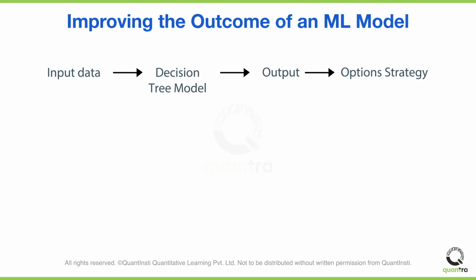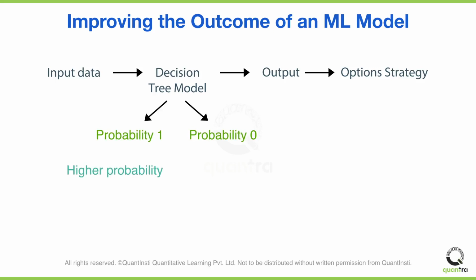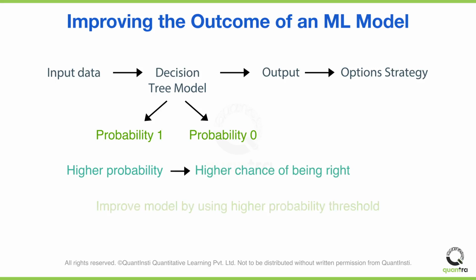Further, a decision tree usually gives the output as 1 or 0. But it can also give the probability of the output being 1 or 0. The higher the probability of an occurrence, the better our chance of being right. Thus, you can use a higher probability threshold for the decision tree to give a particular output.